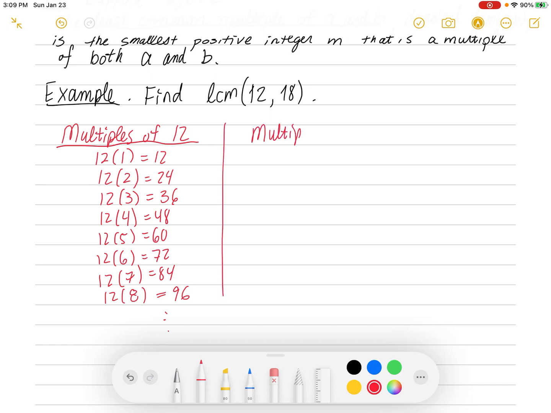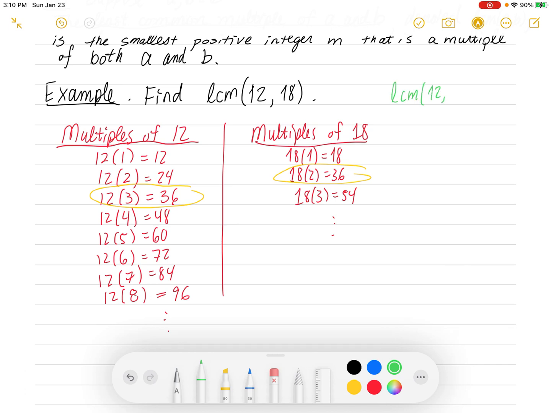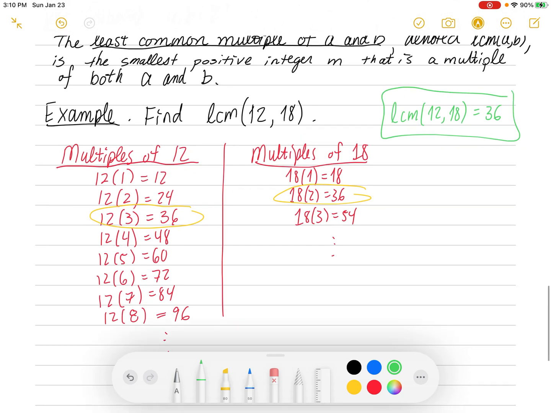Now, when we want to look at multiples of 18, 18 times 1 is 18, 18 times 2 is 36, 18 times 3, I believe, is 54, and they keep going. I think we've already found our smallest common multiple. We have a common multiple of 36 right here, and that's the smallest one. We haven't found any others, but that's it. So the LCM of 12 and 18 is 36.